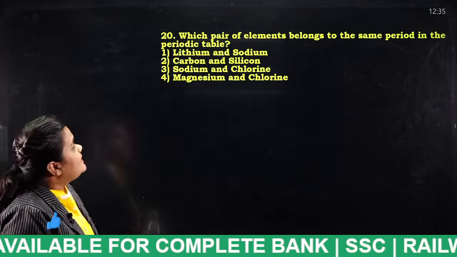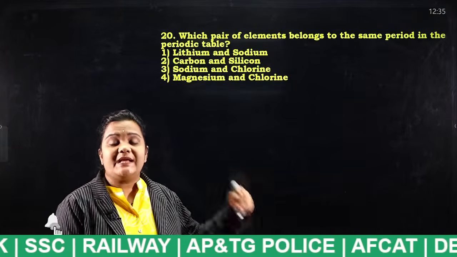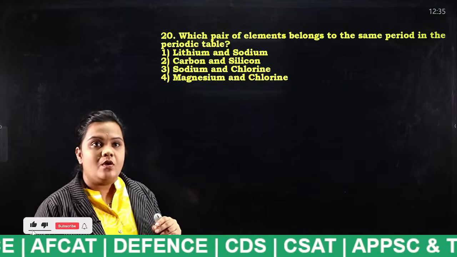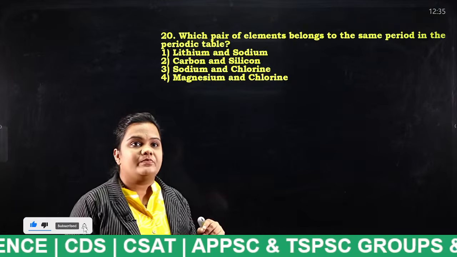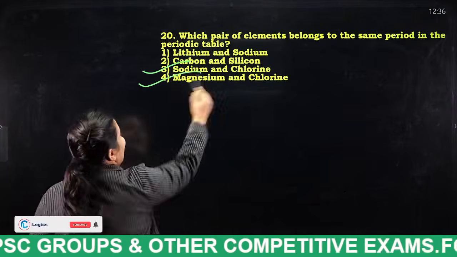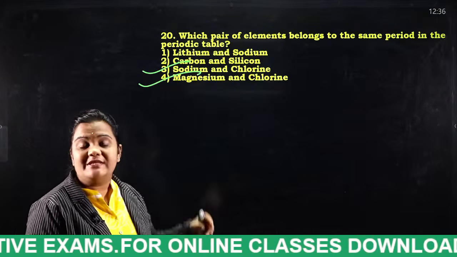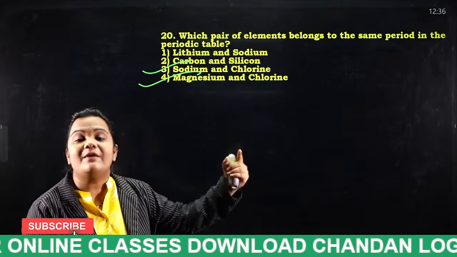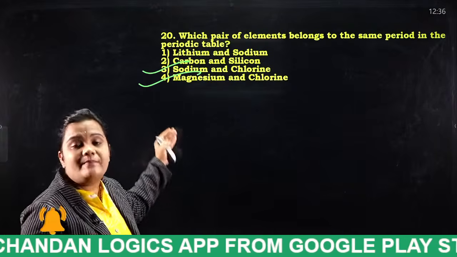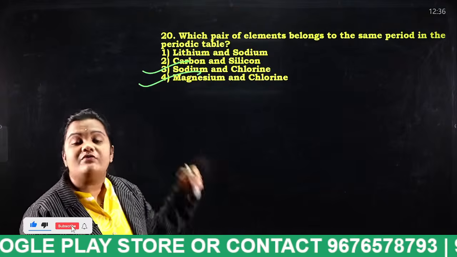Did you understand the question? In the given options, the pair should be in the same period. Same period is nothing but what? Horizontal row. So the answer for this question is both option 3 and 4. Why? Because in options 3 and 4, these elements appear in period 3 of the periodic table. When you look at the periodic table, sodium, chlorine and magnesium appear in period 3.